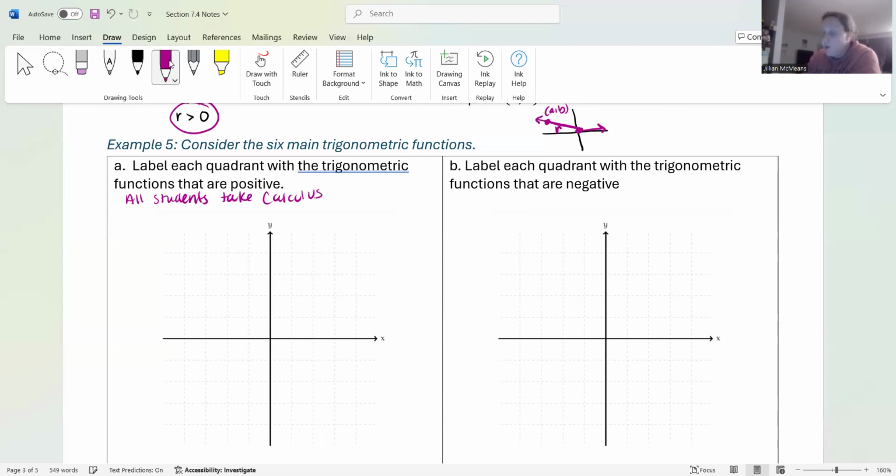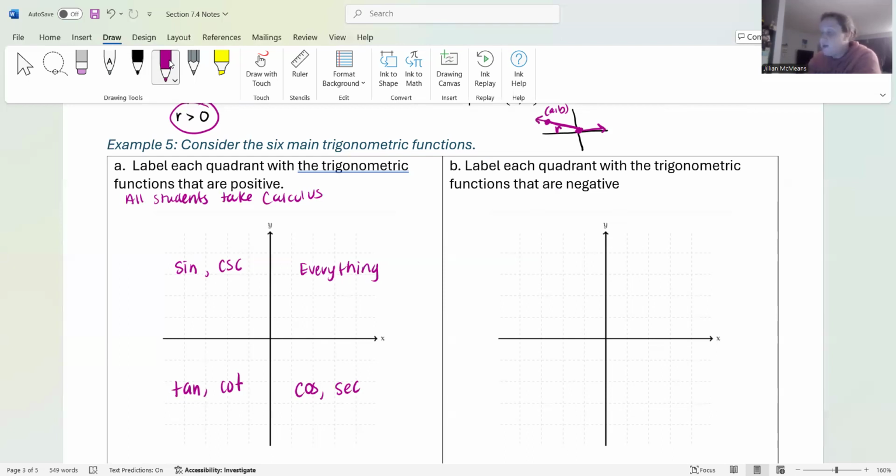All right. So in quadrant 1, everything is positive. In quadrant 2, sine is positive, therefore cosecant is also positive. In quadrant 3, tangent is positive, therefore cotangent is positive. And then in quadrant 4, cosine is positive, therefore secant is also positive. And remember, the therefore cosecant, therefore cotangent, therefore secant, it's because cosecant is the reciprocal of sine. So if sine is positive, so is cosecant, and so on.